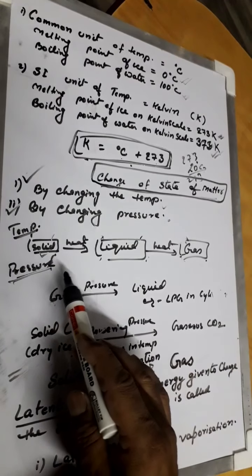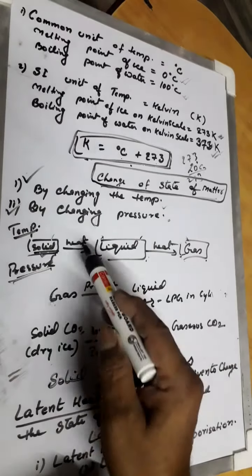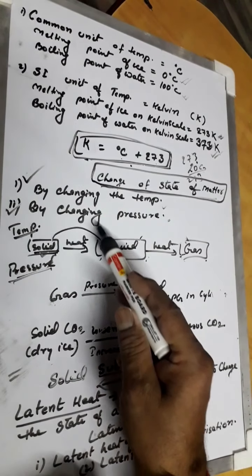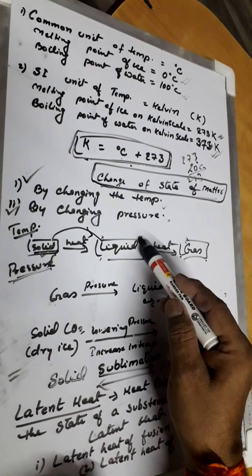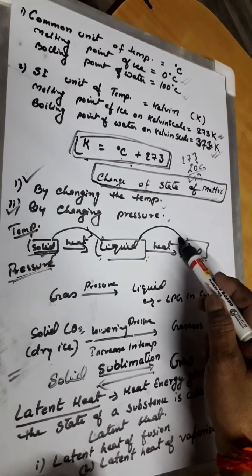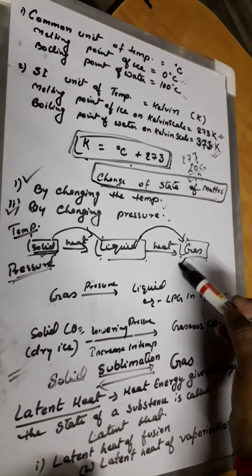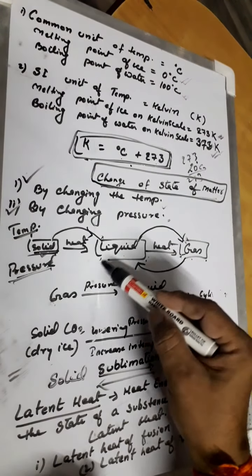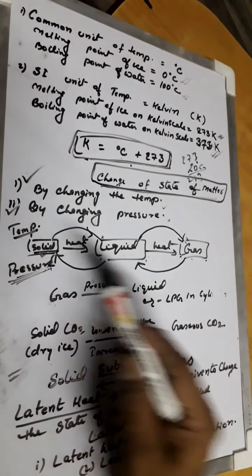As we are talking about water, the solid state is ice. If we heat ice, it will get converted into liquid, that is water. If we go on heating water, it will be converted into water vapor, that is the gaseous state. We can reverse the process also by cooling, by lowering the temperature. Now, let us talk about pressure.